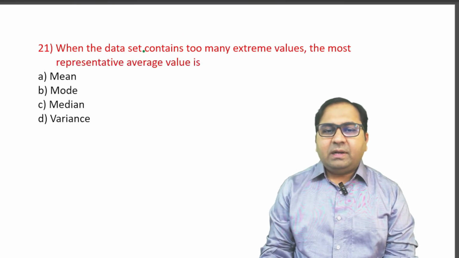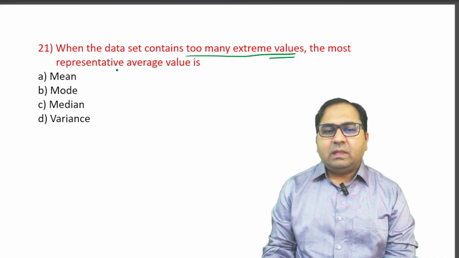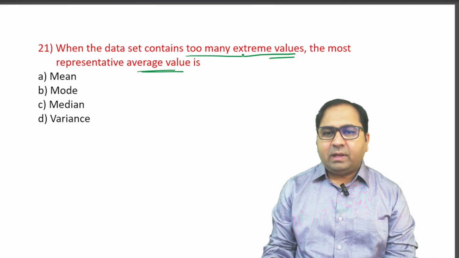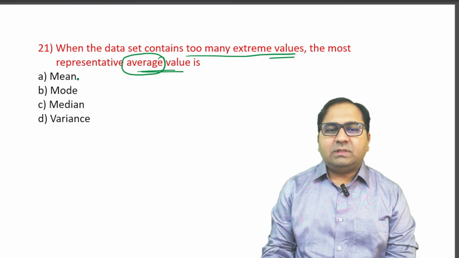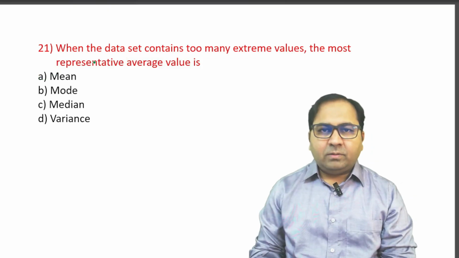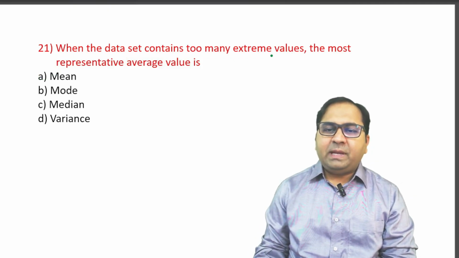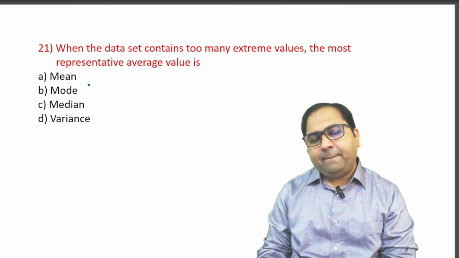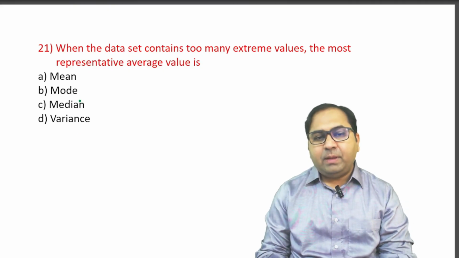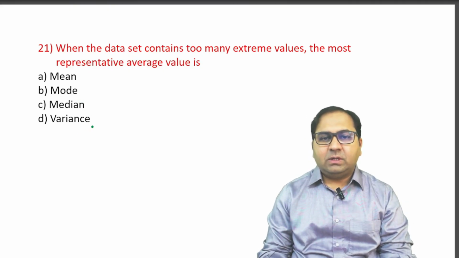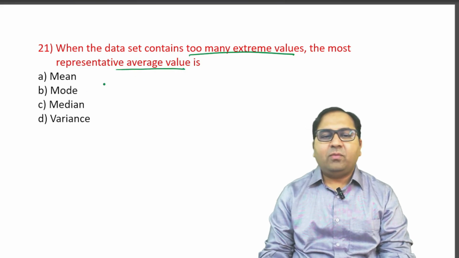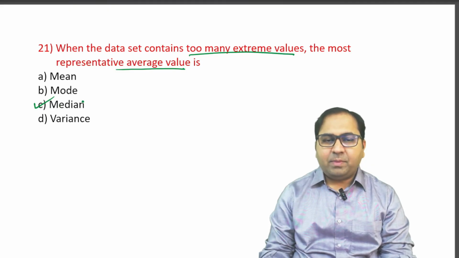Next question. When the data set contains too many extreme values, the most representative average value will be what? Is it a mean, median, mode or variance? The options are A mean, B mode, C median and D variance. So when a data set contains too many extreme values, the most representative average value will be the median, C median. Please remember this answer.